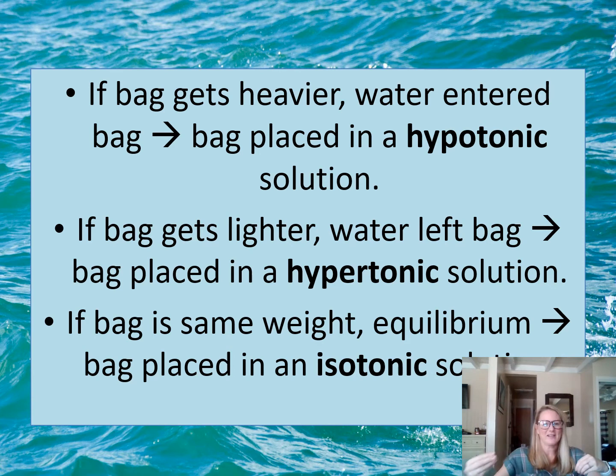All right, so say you take your bag out and you weigh it, and it's the same weight as it was before. That means there was movement, but the movement is equal, so it was in equilibrium, and we call that an isotonic solution. So get comfortable with those words in your virtual online lab. You're going to be looking at what happens to cells when you put them in these different solutions.